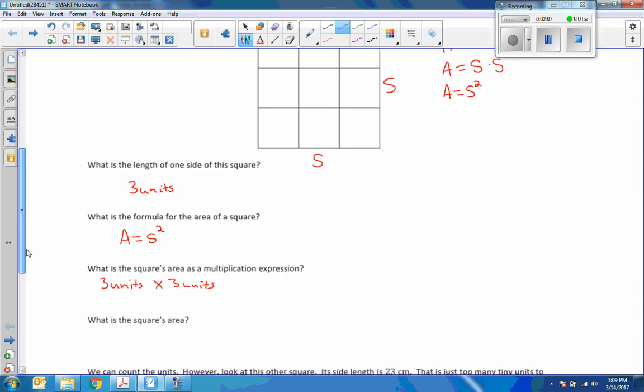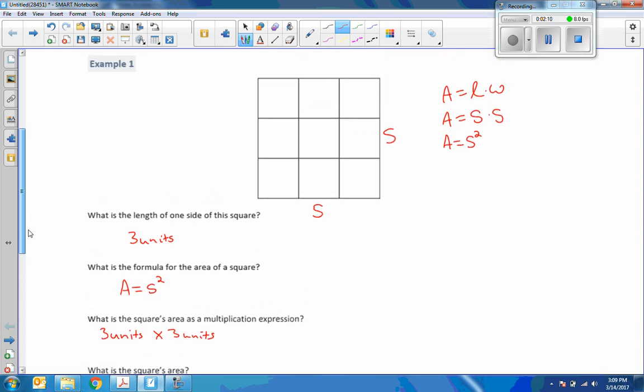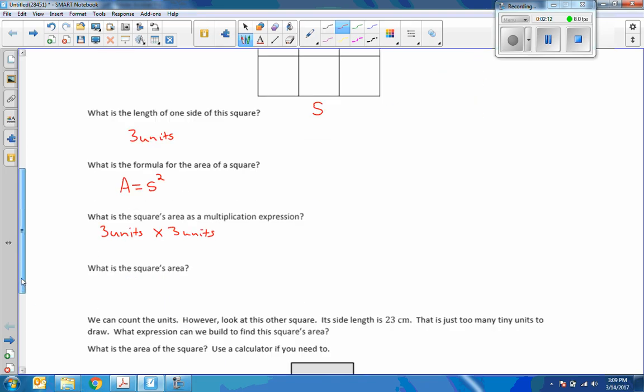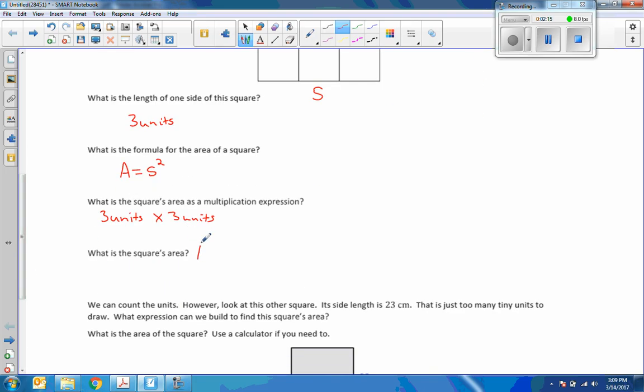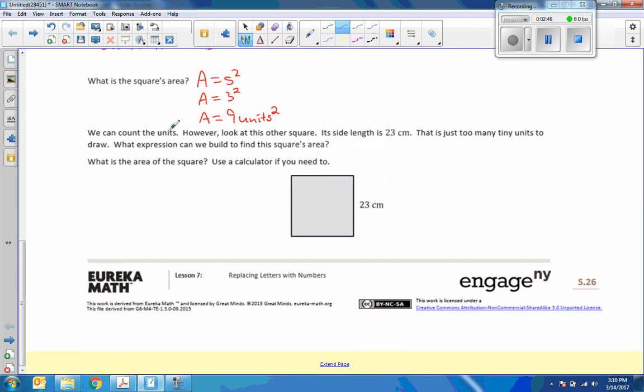Next question says, what is the square's area? So, if I use the formula like I did up here, I'm a big proponent for writing a formula, substituting in our given, our known side, and then simplifying that, coming up with a solution. So write the formula, substitute, solve. Don't forget to say units, and now that it's area, it's units squared. We can count the units.